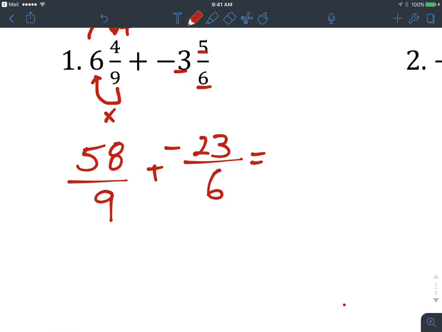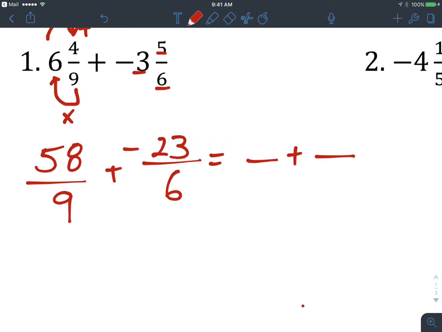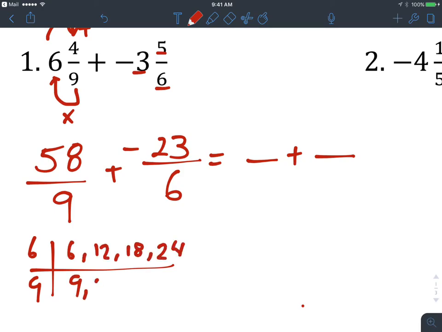And so I've got now two different denominators. So what I need to do is find the least common denominator for both of those. What would be the least common denominator for 9 and 6? Let's see. I'm going to go ahead and write those out. 6, 12, 18, 24, 9, 18. Oh, there we go. 18 is going to be the least common denominator for both of those.